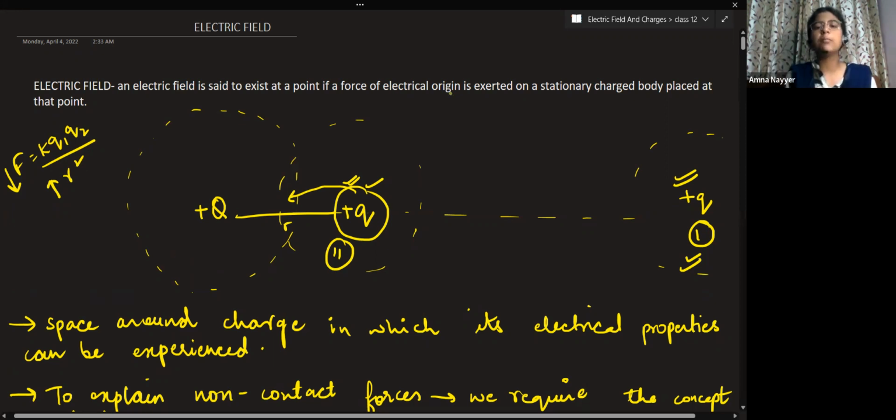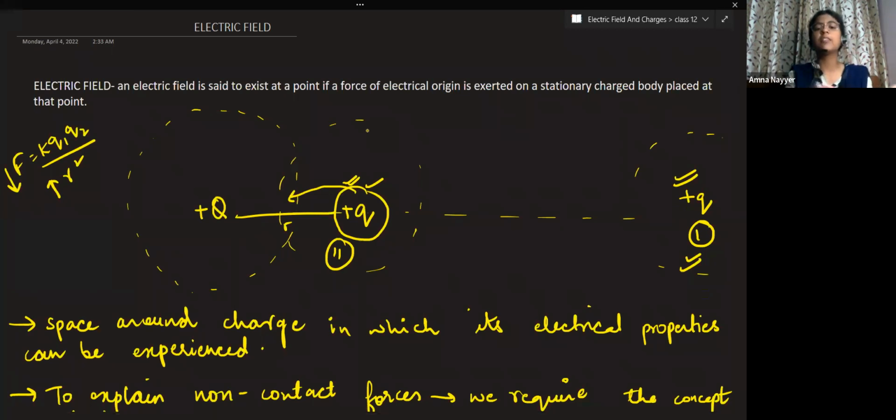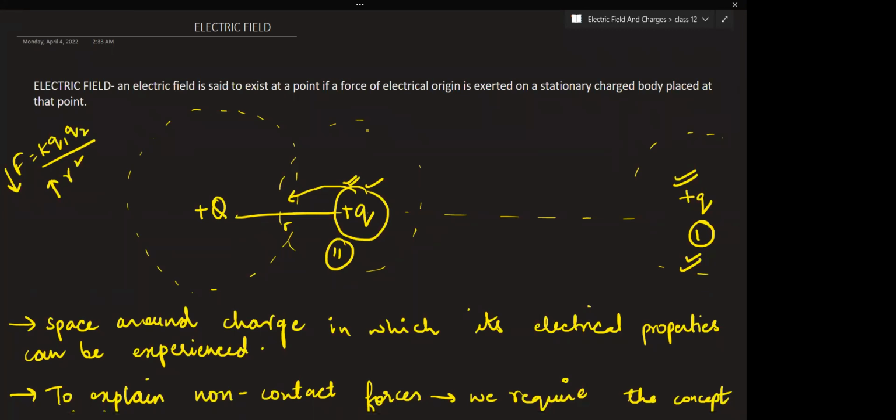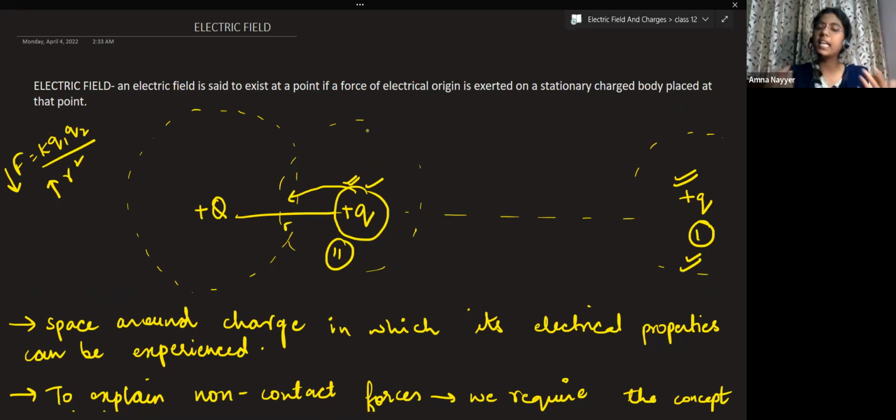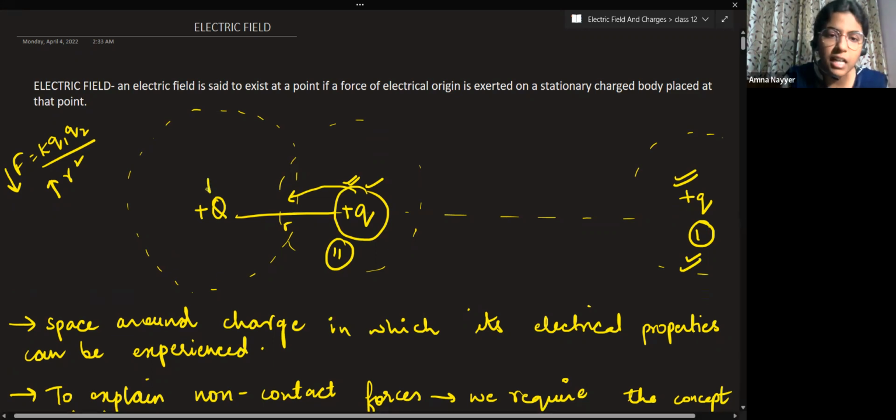Electrical properties can be felt means all the types of forces can be felt. Like if both the charges are positive, then repulsion will occur, and if both the charges are negative, again repulsion will occur. And if it's a case of one positive and one negative charge, we can see attraction will occur. Now see, this charge is stationary. We didn't move this charge. This plus Q was stationary.